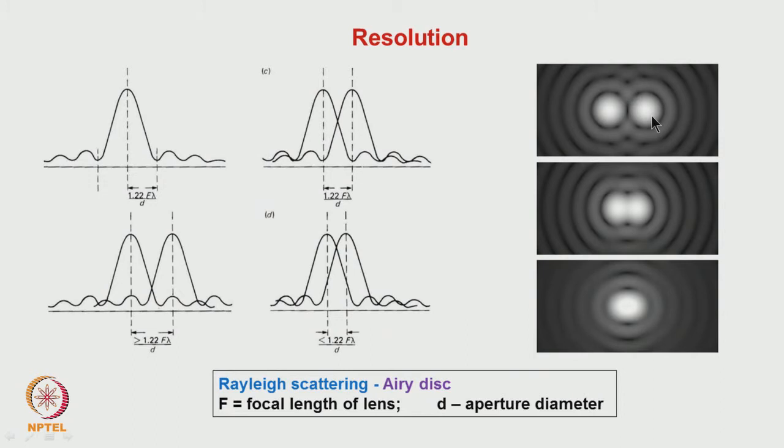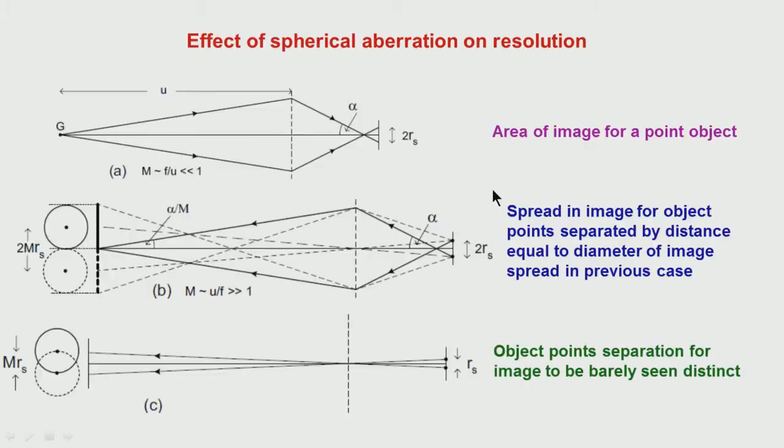So, these are the images shown corresponding to these three cases. Here we can see the images which are resolved, here it is just resolved, and here it is very difficult to make out whether this is one image or two. This is the criterion put forward by Rayleigh for the resolution of an equipment. Now, having considered Rayleigh's criterion, let us look at the effect of spherical aberration on the resolution.